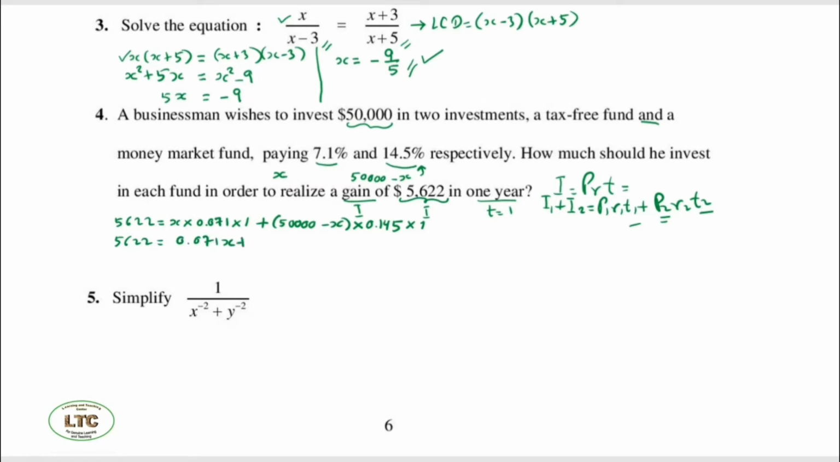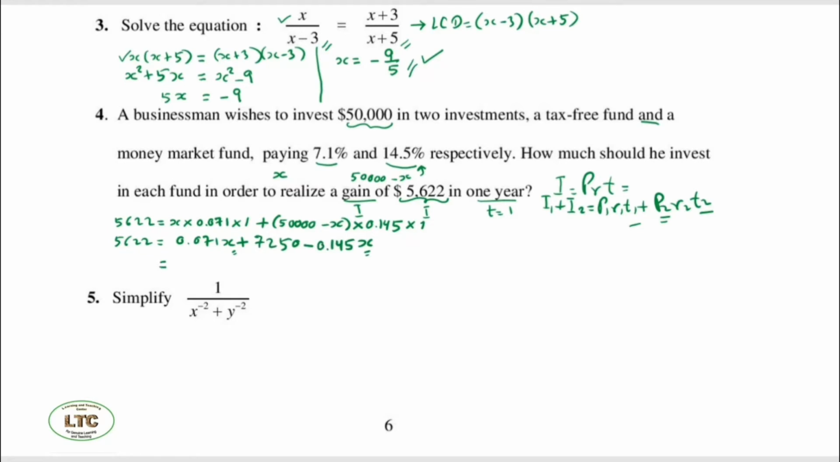0.071x plus 50,000 times 0.145. Use the calculator. $50,000 times 0.145 is equal to 7,250 minus X times 0.145, that is 0.145X. Now this X and this X, what do you get?